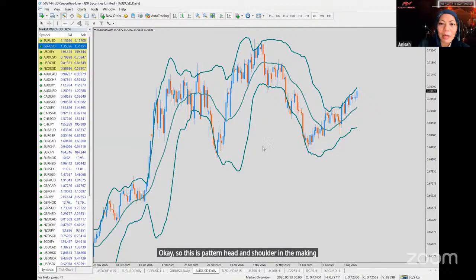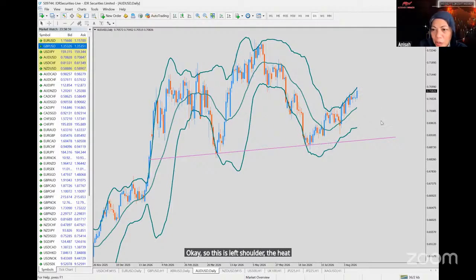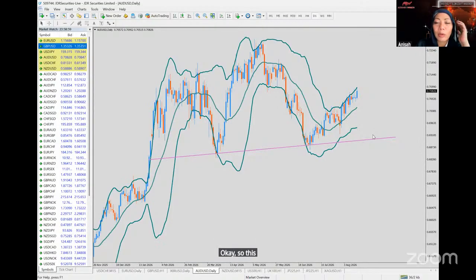Sorry, wrong line. I wanted to take this. So this is the left shoulder, the head, and the right shoulder in the making. So highly likely this price will be coming down. We found this pattern in the daily chart, so it's going to take a lot of days for it to reach all the way here.